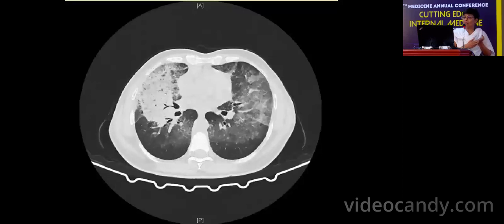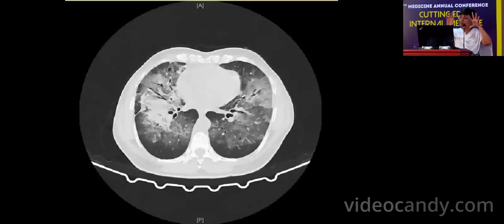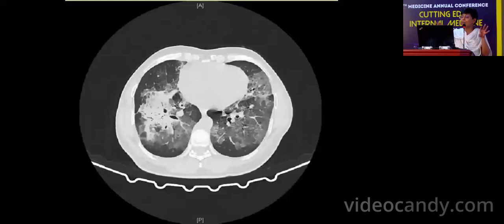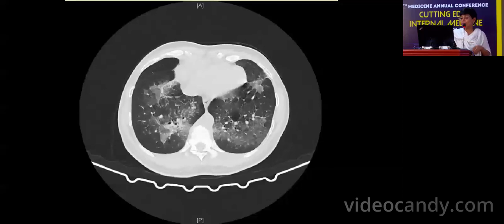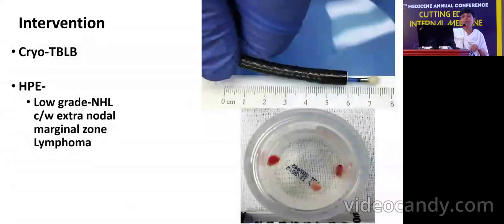But what we did was, we can see there's quite a bit of ground glassing giving a crazy paving appearance, and then there is dense consolidation in the middle lobe and the lower lobe. We did a cryo-TBLB on this patient, and it came as low-grade non-Hodgkin's lymphoma. So cryo-TBLB, how does it help? It gives you a bigger tissue because it freezes the tissue, and it has actually obviated the need for surgical biopsies in lots of research in patients with DPLD or the ILDs if needed.